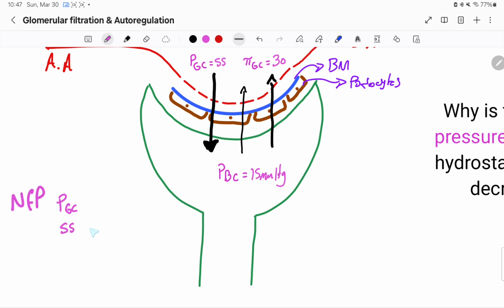So 55 plus, minus things that are pushing inwards. 30 millimeters of mercury for this one, and 15 millimeters of mercury for the hydrostatic Bowman's capsule pressure. And if you do your math right, guys, you should end up getting 10 millimeters of mercury. And if you remember, it's a positive number, so that means we are favoring filtration.